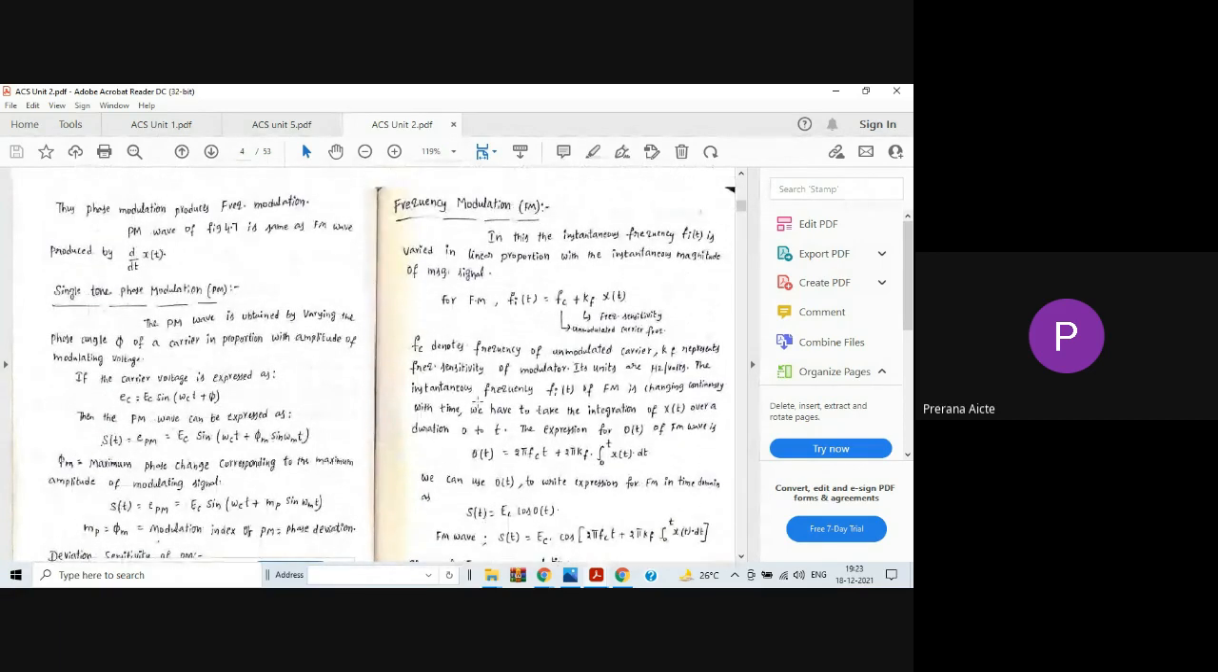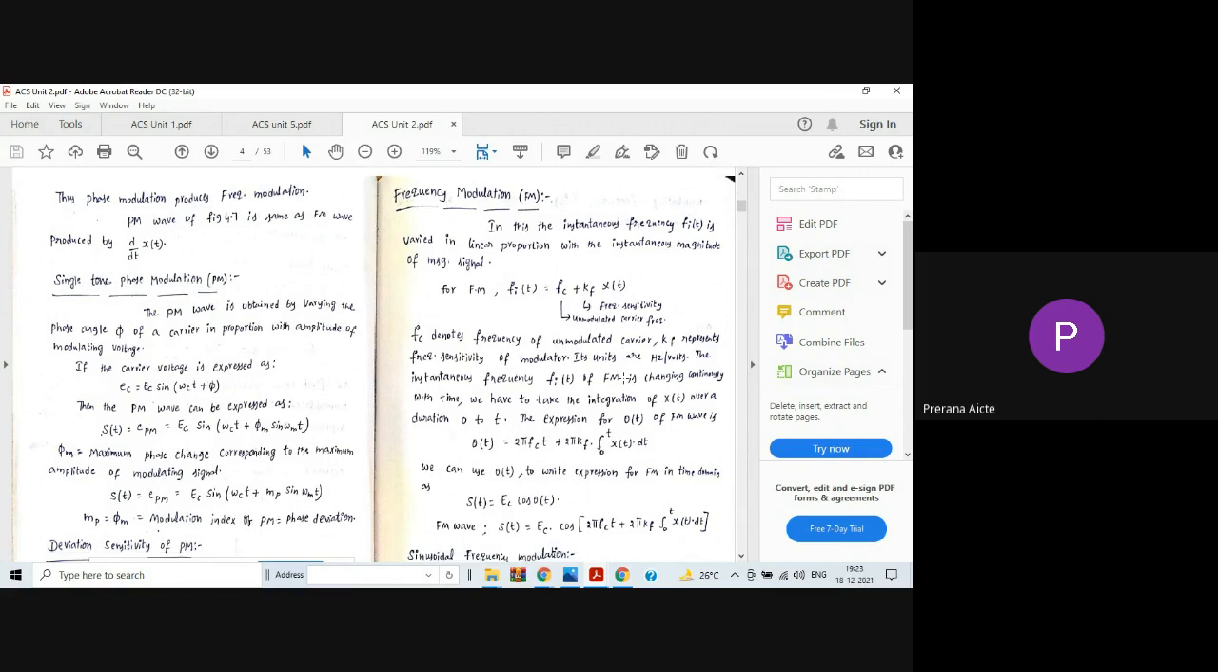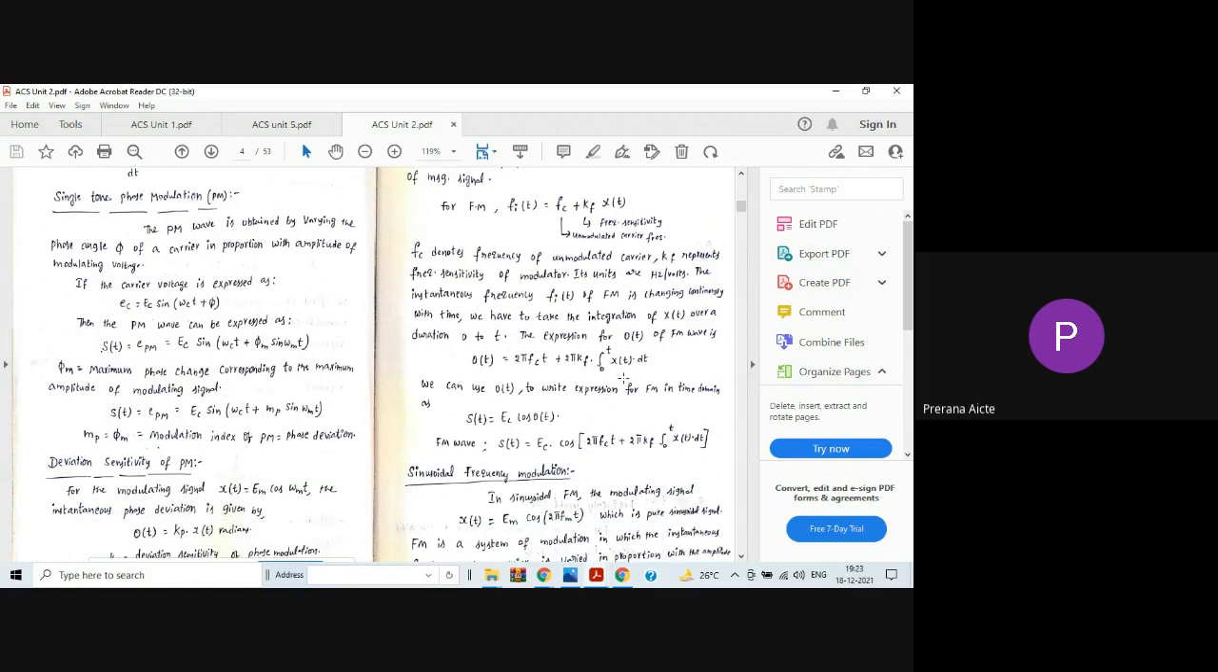Now we see similarly frequency modulation. So what is frequency modulation? Where the frequency of the carrier signal is varied in proportion with the instantaneous value of the message signal. So what is that? fi(t) equal to fc plus kf into x(t). So how do you define theta(t)? Theta(t) equal to 2 pi fc t plus 2 pi kf integral 0 to t x(t).